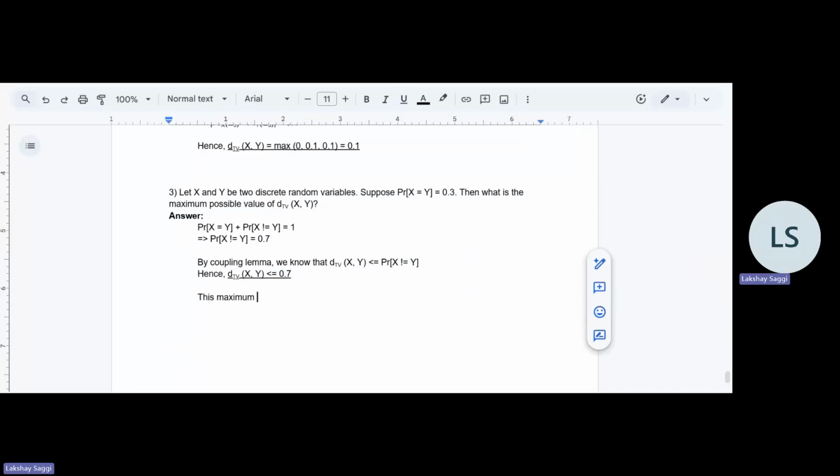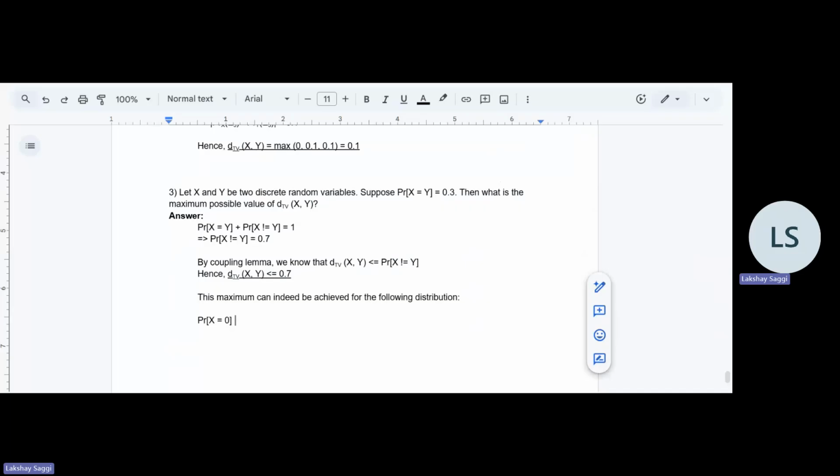So this maximum can indeed be achieved. I'll show an example of a distribution at which this maximum is achieved, for the following distribution. So what's the distribution? Suppose we have discrete random variables x and y.